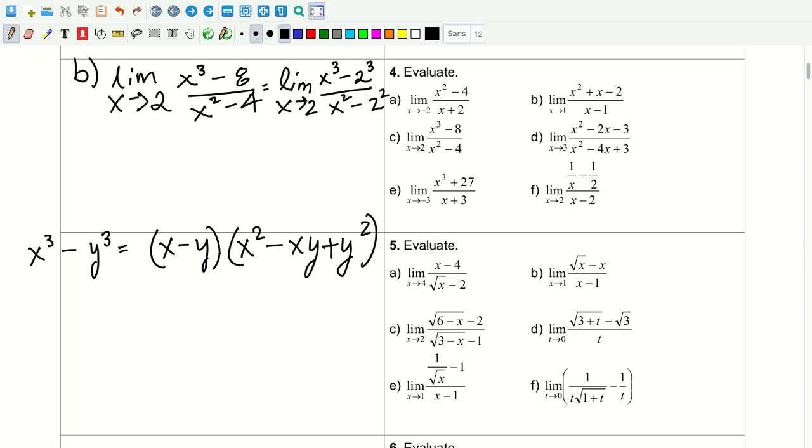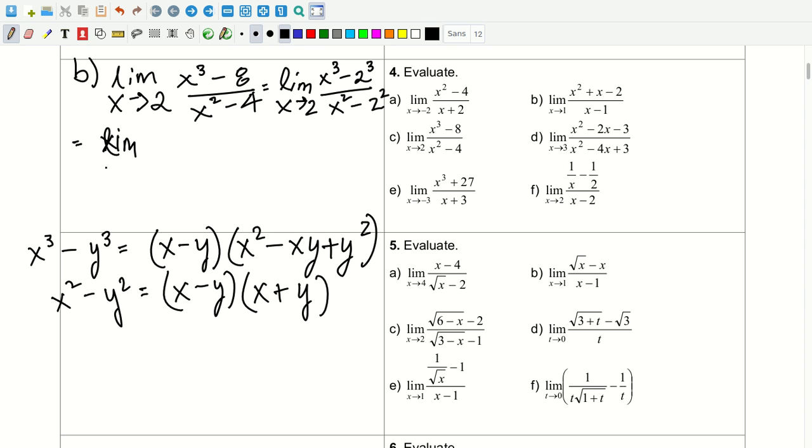If I do the expansion back, I should get x cubed minus y cubed. Moreover, the difference of squares we know will be x minus y and x plus y. So why don't we apply these? To the top, instead of putting y, I put 2. So the first factor, let me write limit as x approaches 2, is going to be x minus 2.